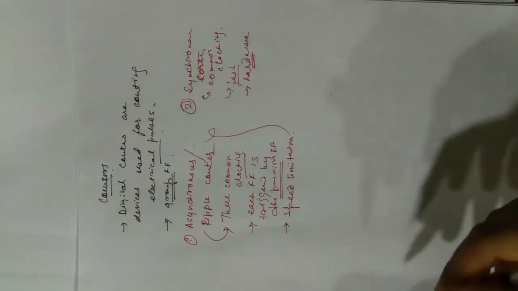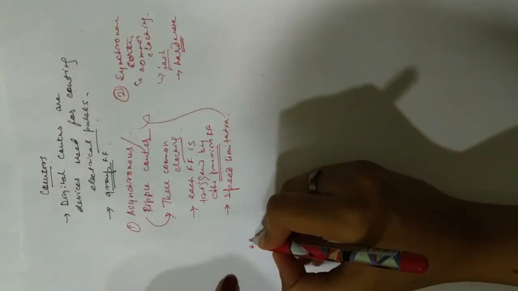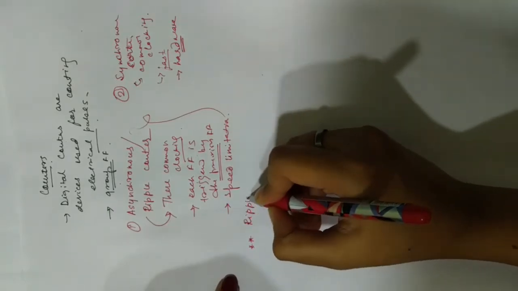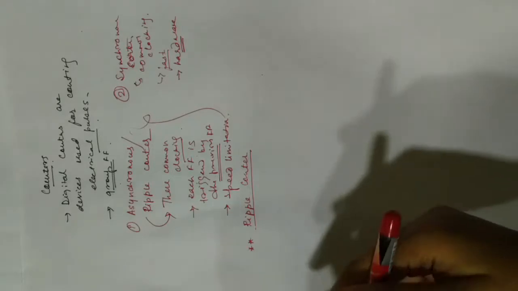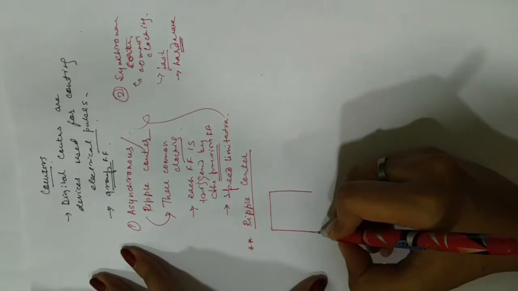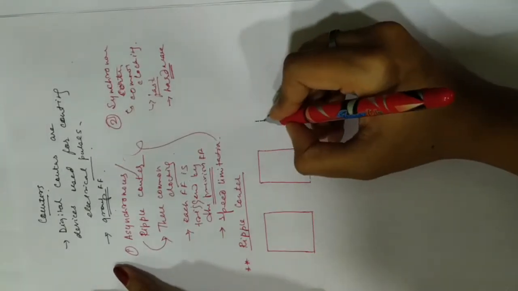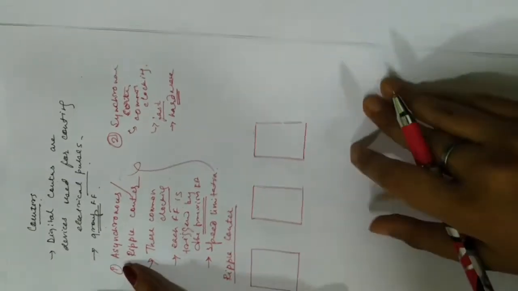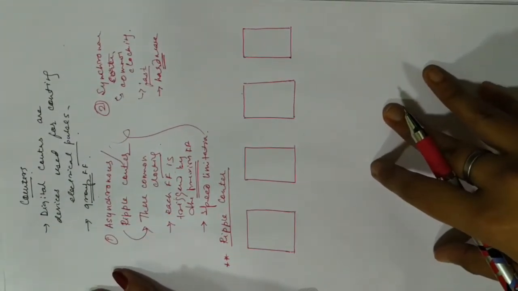So let's see what an asynchronous or ripple counter looks like and how it functions. A ripple counter, first let me draw the circuit so that you can understand, and then we'll move on to the explanation, right? I hope all are visible.